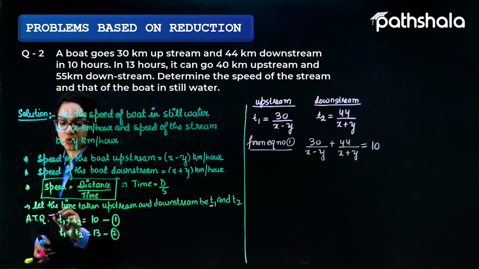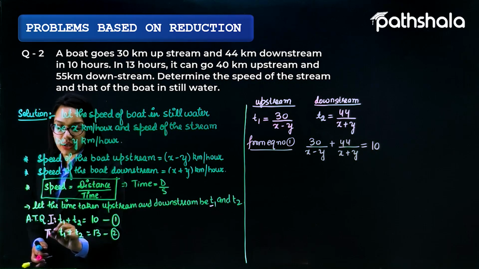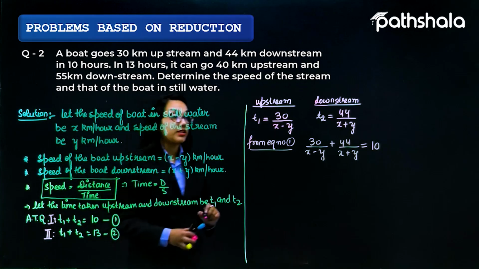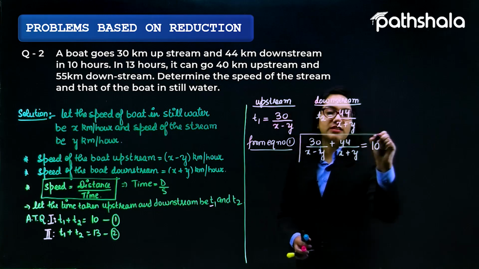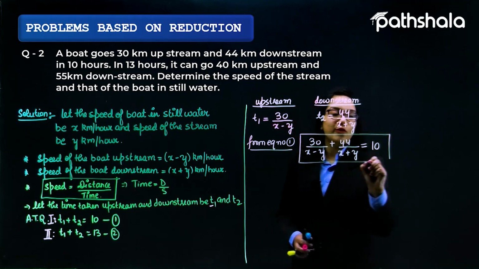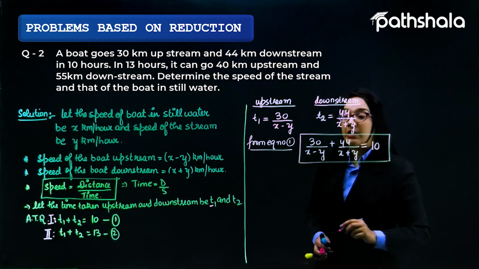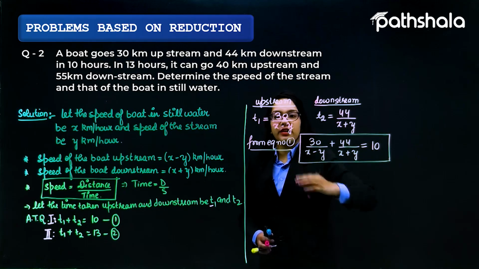According to the question, this was our case number 1 and this was our case number 2. So from case number 1, we have calculated the equation as 30 by x minus y plus 44 by x plus y, which is equal to 10. Now let's move on to the second condition which is given to us.